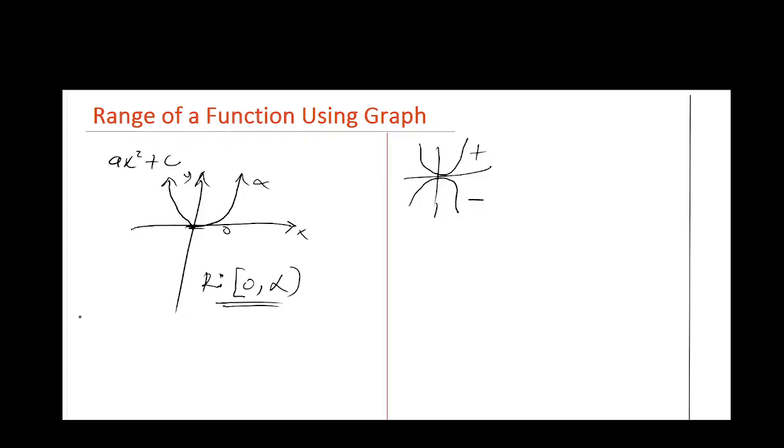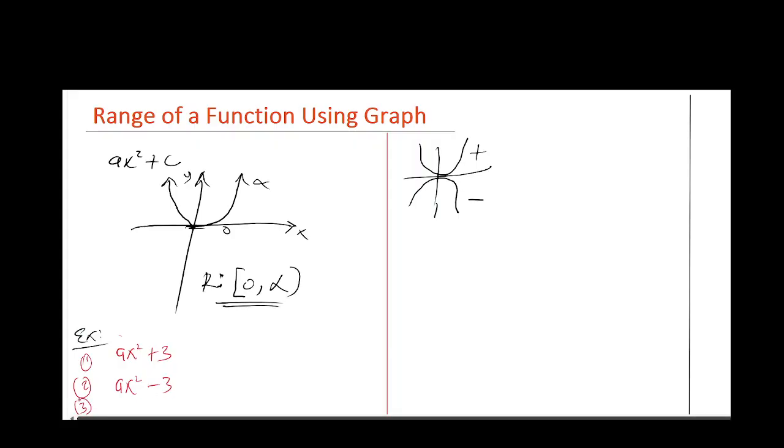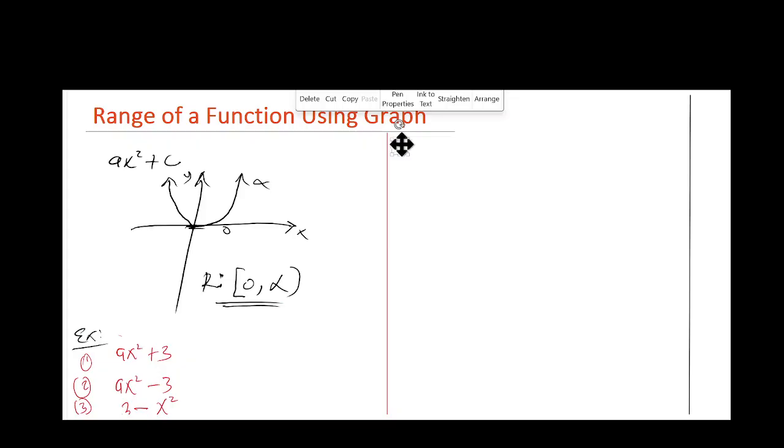Let's take another example. If we have ax squared plus 3, let's take another one. Let's say ax squared minus 3, and the third one, let's have 3 minus x squared. You can pause the video at any point and try your hands on any of them. Then when you are done, you can return to the video and see what we have got. Solution.